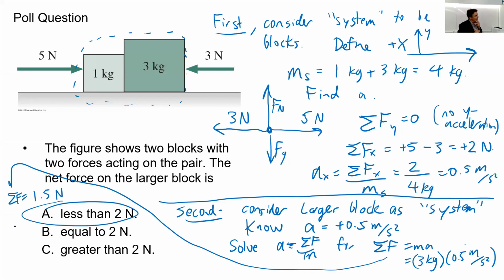So another way of looking at that is that you do have a 3 newton force here, and you have a 5 newton force pressing on the 1 kilogram block. But some of that 5 newtons gets taken up by actually accelerating the 1 kilogram block. So the 1 kilogram block only pushes on this side with less than that. Must be 4.5 newtons. And so the net force on that 3 kilogram block is going to be the 4.5 minus the 3, and you're going to get 1.5.